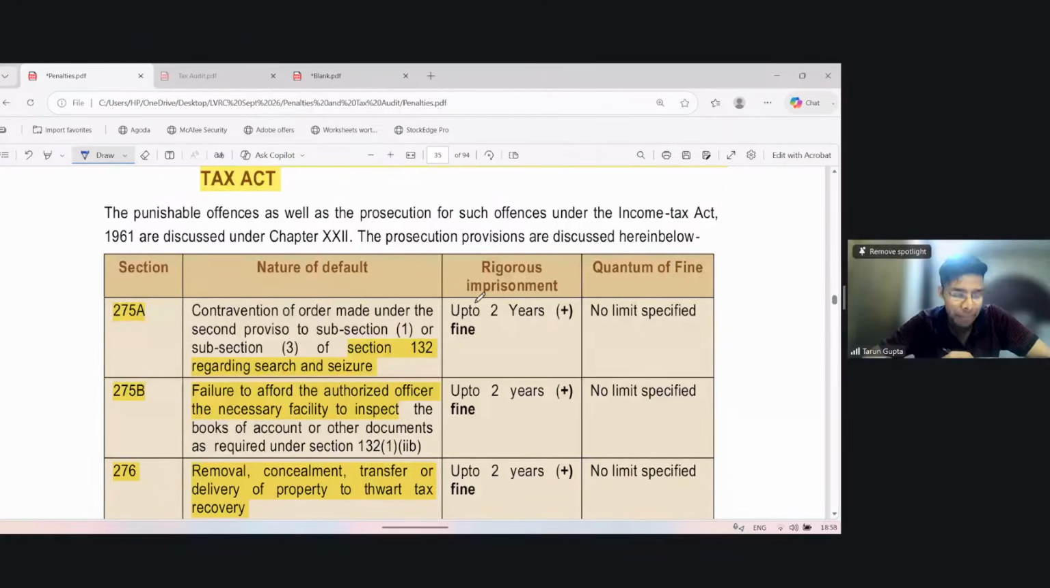First is 275A. It says that if there's a contravention of the order made under the second proviso to section 132(1) and 133(3) regarding search and seizure, then there's a prosecution with rigorous imprisonment up to 2 years plus fine. 275B: if the assessee fails to afford the authorized officer, in case of search, the necessary facility to inspect the books of account or other documents as required under section 132, the prosecution is for rigorous imprisonment for 2 years plus fine.